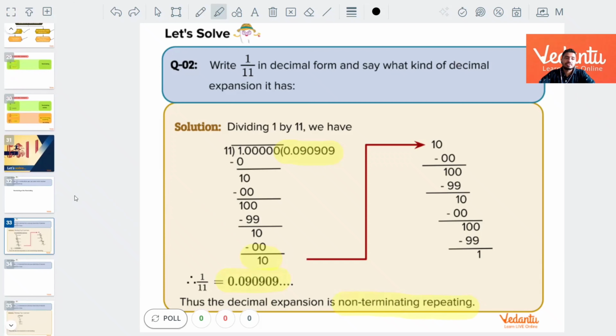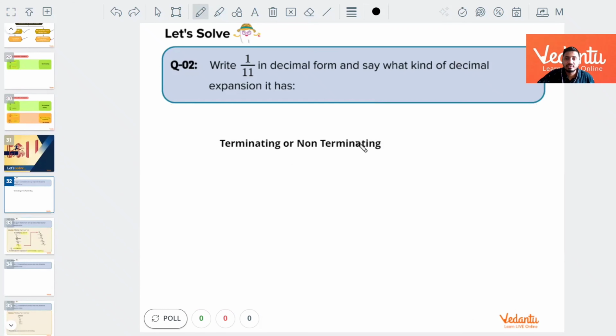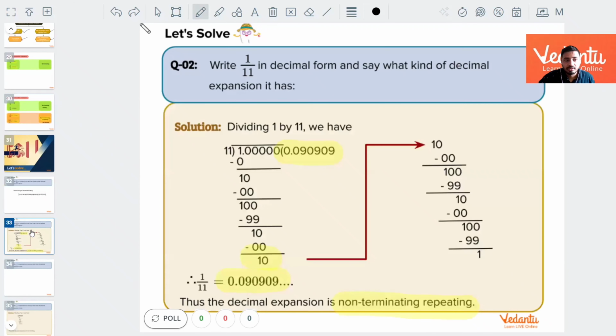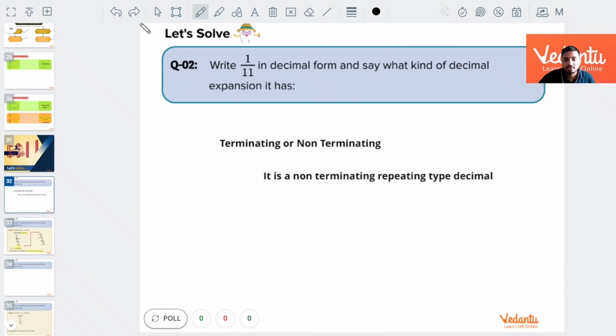So what is the answer of this one? It is a non-terminating and repeating type decimal. See, it is repeating 0.0909090. So 1/11 is a non-terminating and repeating type decimal. Clear? Clear to each and everyone?